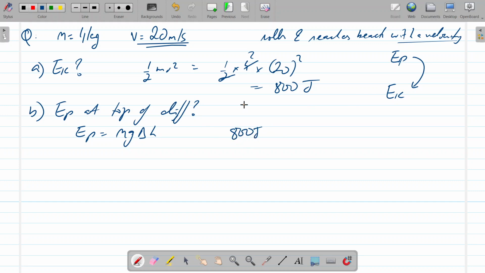Why? Because gravitational potential energy equals kinetic energy. So we know the value of gravitational potential energy is 800 joules at the top of the cliff, right?